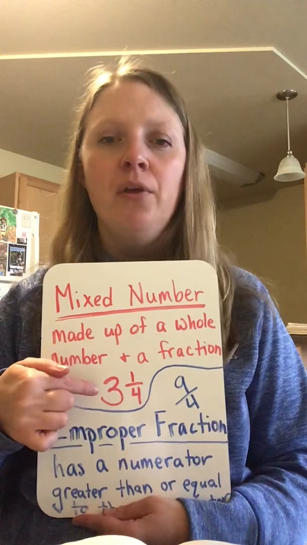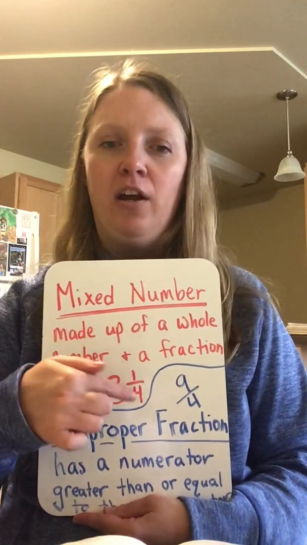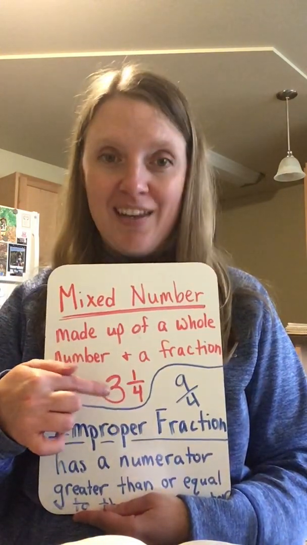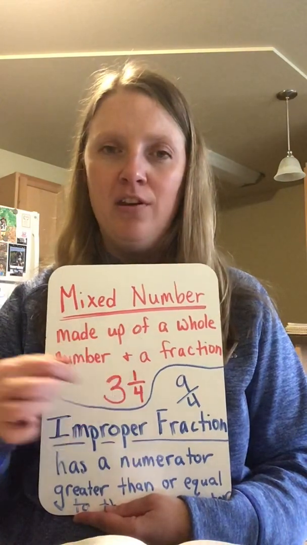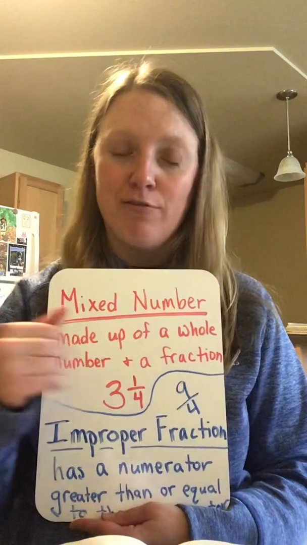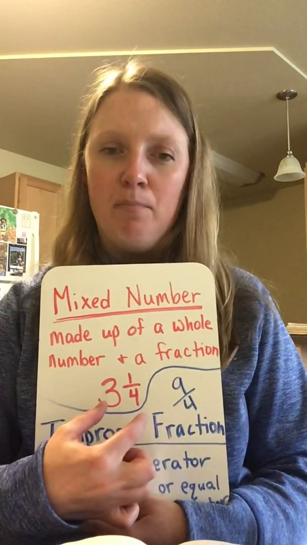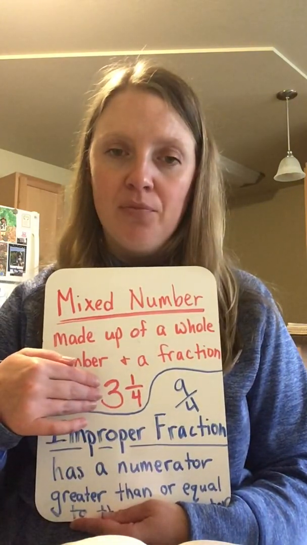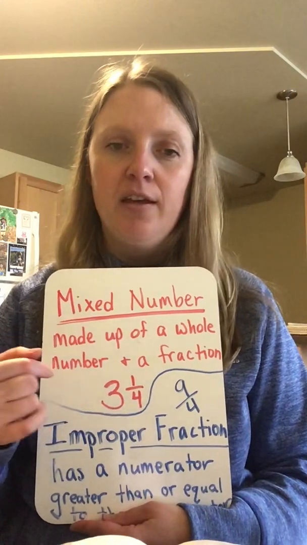Here's another example. 3 and 1/4. And that's how you'd say it. 3 and 1/4. Just like you would say, I am 9 and 1/2, a half, okay? So a mixed number includes a whole number and a fraction, okay?